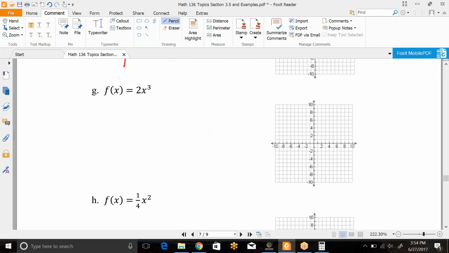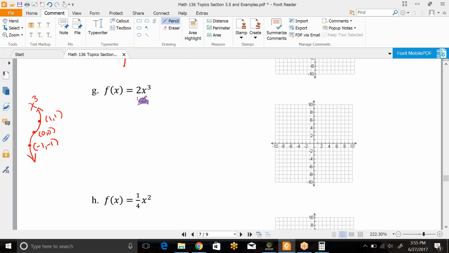Okay, for g, we are looking at a parent of x cubed. Notice there's a cubed there. So x cubed was this guy. It was like a parabola that was split in half, up, half down. If you cube 1, you get 1. If you cube -1, you get -1. If you cube 0, you get 0. So that's 3 points that I usually use when I transform this.